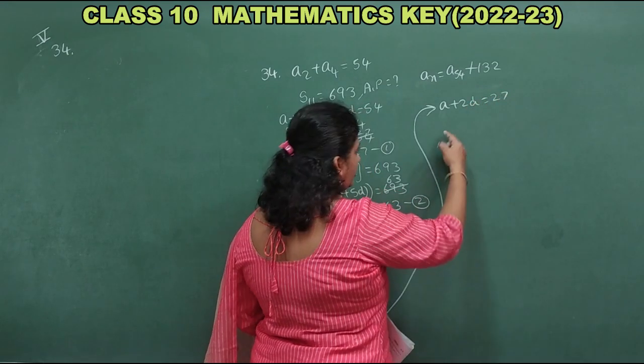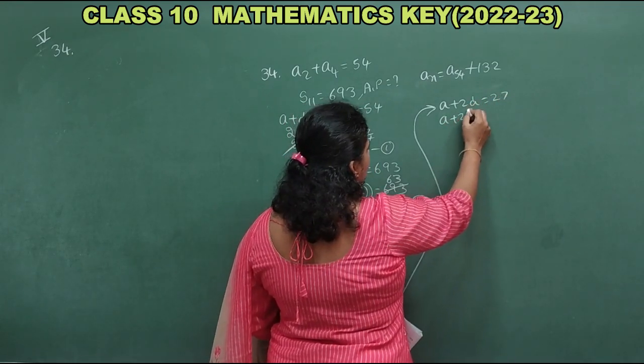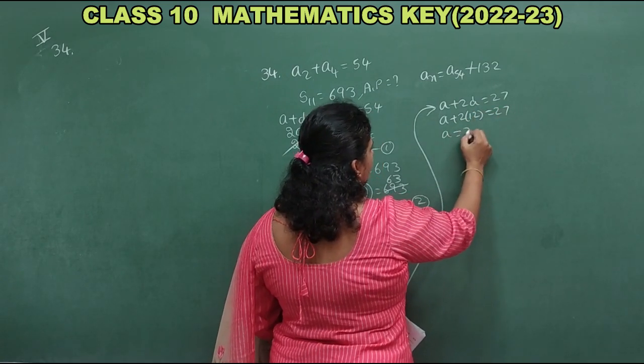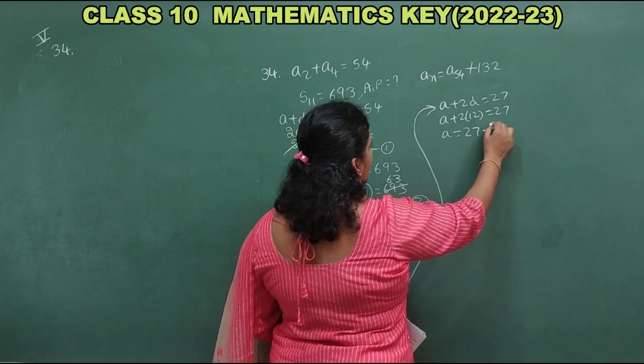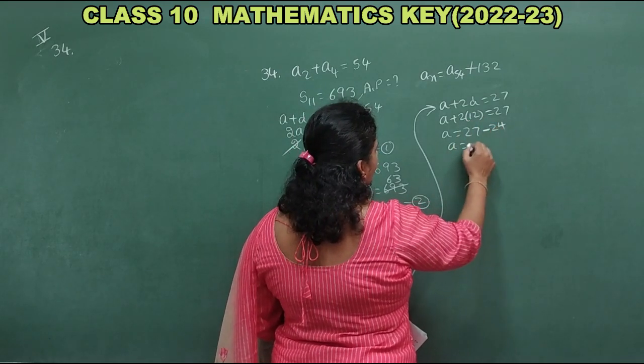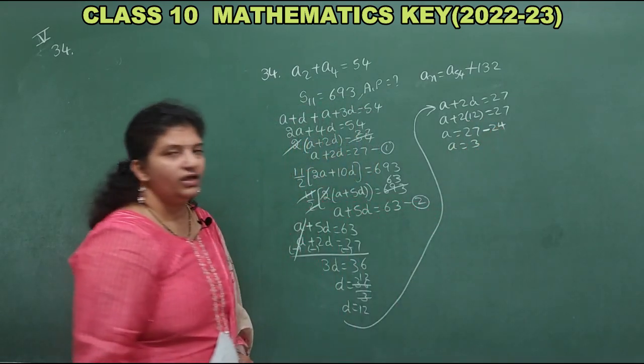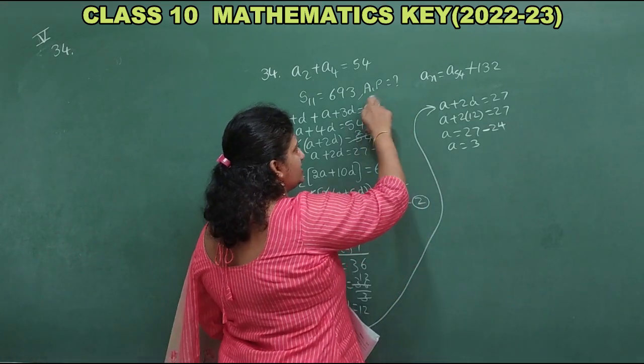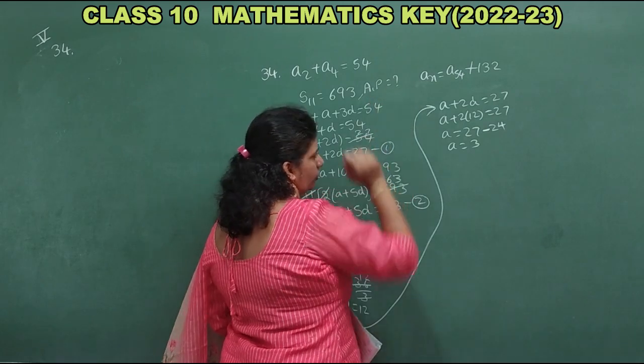In this I'll substitute the D value. A plus 2 into 12 is equal to 27. A is equal to 27 minus 12 2s are 24. A is equal to 3. A is 3, D is 12. So the first question in this: find the arithmetic progression.